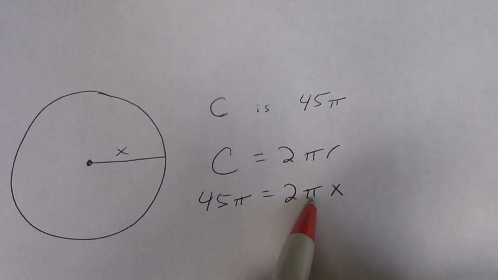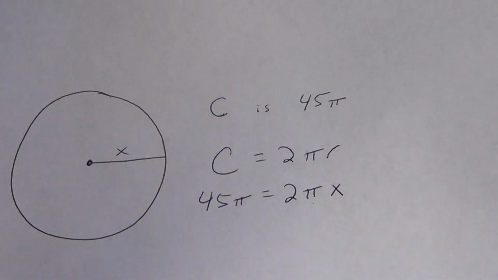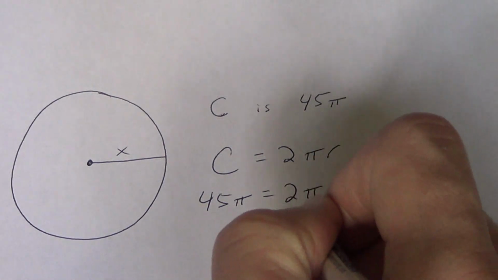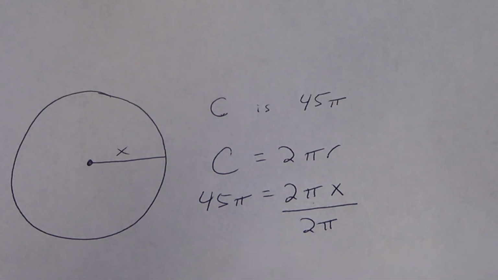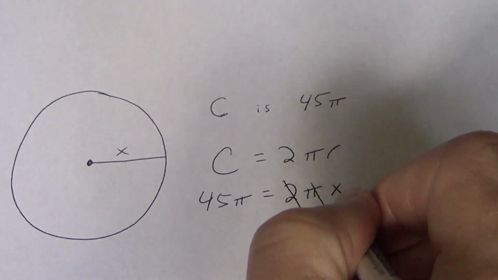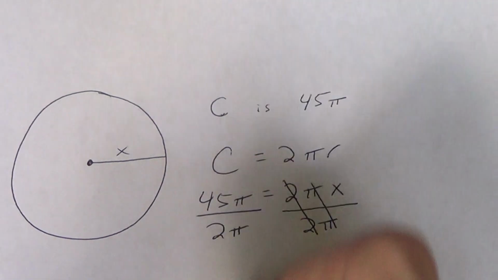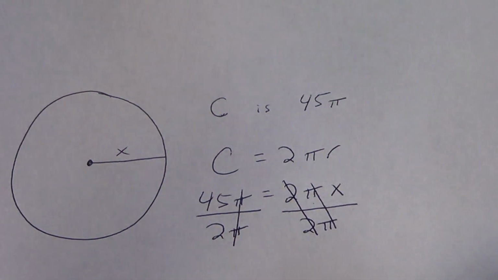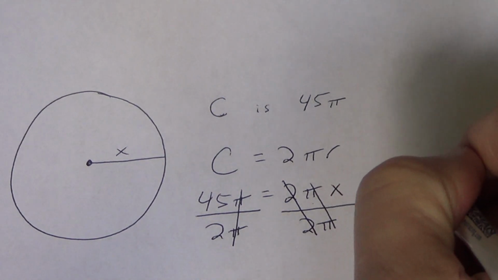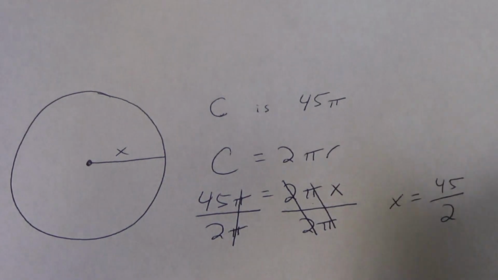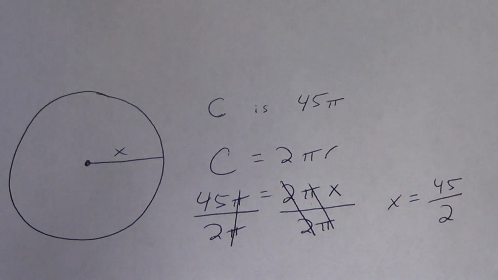Now pi, remember, is just a number. It's 3.14 and a bunch of other decimals, so we treat it like a number, which means I can add, I can subtract, divide, multiply, whatever. So I'm going to divide by 2 pi. The 2's cancel, the pi's cancel. I'm going to divide over here by 2 pi. Pi cancels. X equals 45 over 2, and we can leave it like that.